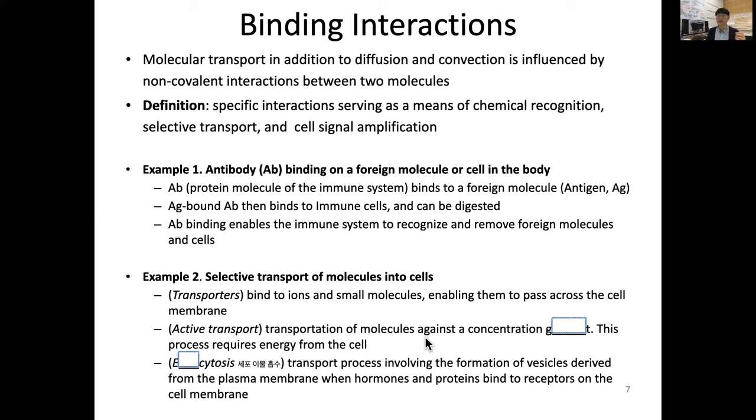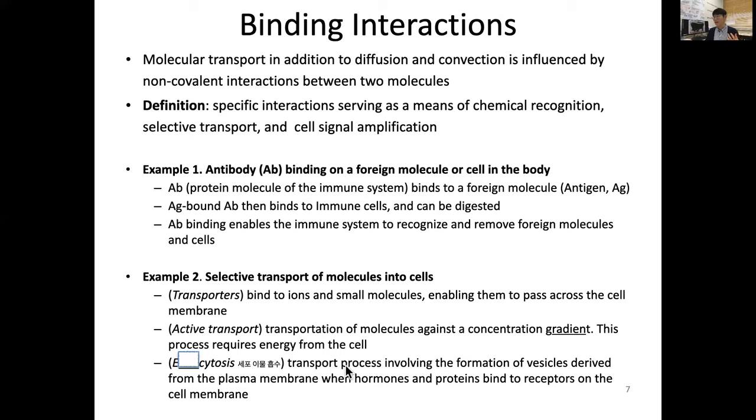So transportation of molecules against a concentration gradient means that we have a higher concentration of a molecule inside, but we still need more, while the natural diffusion direction would be the opposite. So we can have a specific transporter to move the molecule across against the concentration gradient. A good example is keeping the concentration of potassium high inside the cell and the concentration of sodium high outside of the cell, and that can be managed. This process, in fact, requires energy because we are going against the concentration gradient.